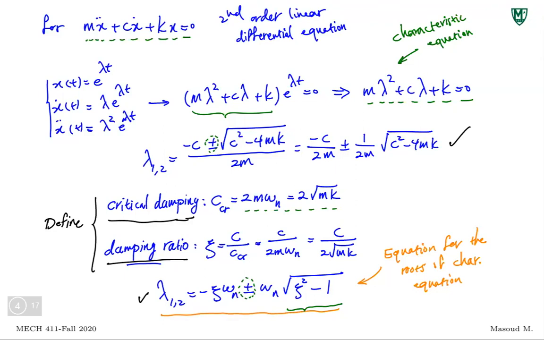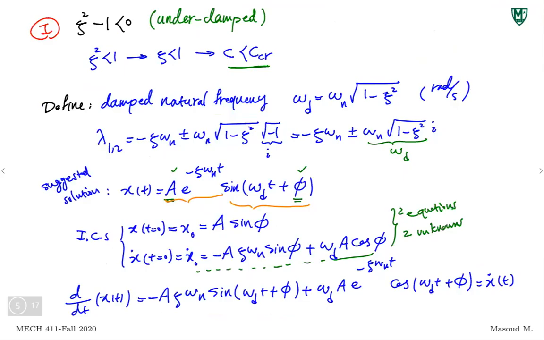Depending on which one we have, the type of response we get from this system changes. So I started from the first one. I said, if zeta squared minus 1 is smaller than 0, I call this underdamped. Why? Because if you go from zeta squared minus 1 from there, zeta is C over C critical, meaning that C is smaller than C critical. So the damping constant is smaller than the value of critical damping. So we call this underdamped.